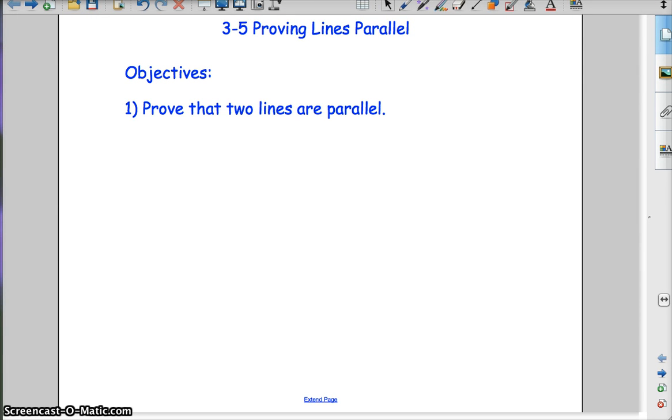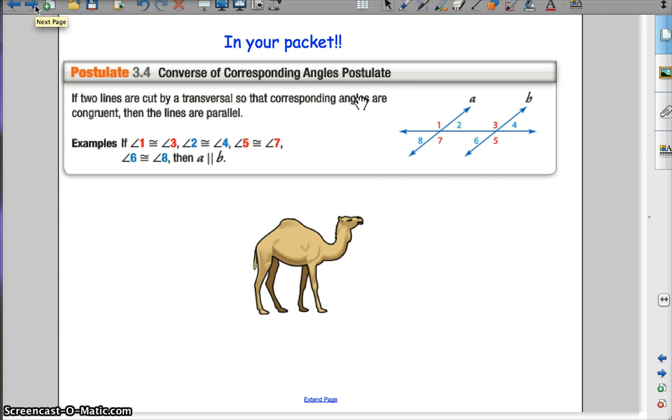We're going to start section 5. We're only going to do the first part of it in this video. And the objective is to prove that two lines are parallel. So you're going to need your packet for the majority of this lesson.